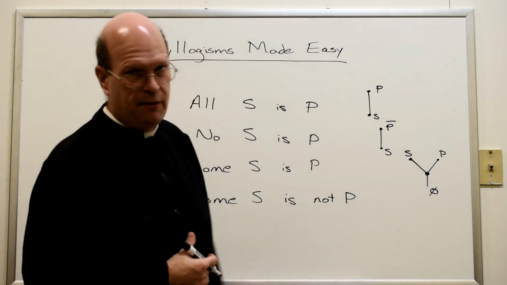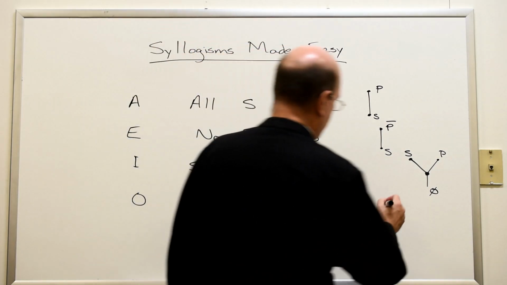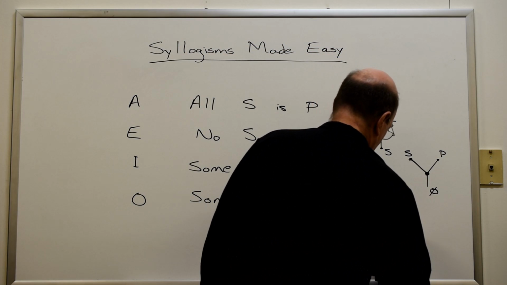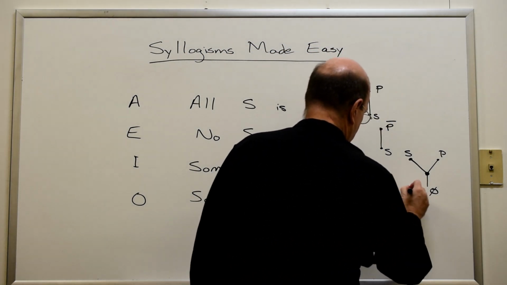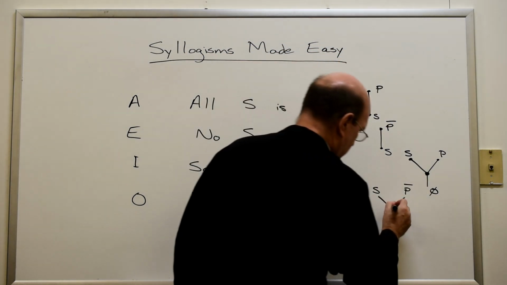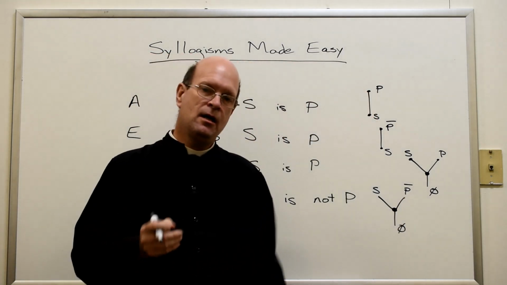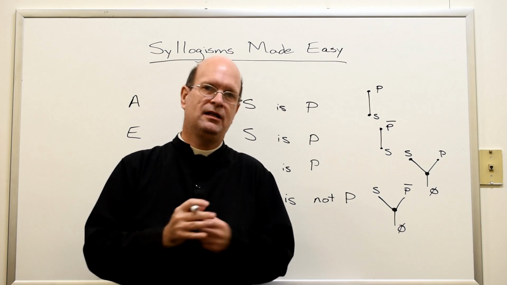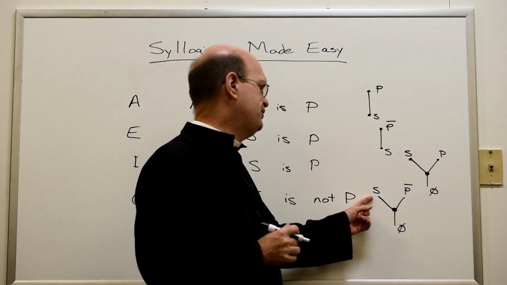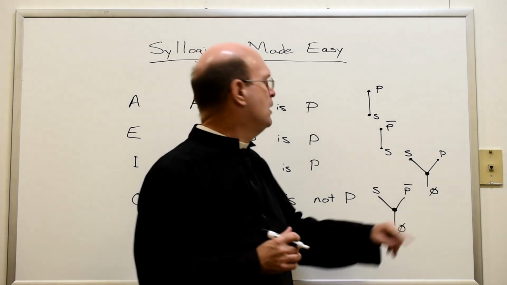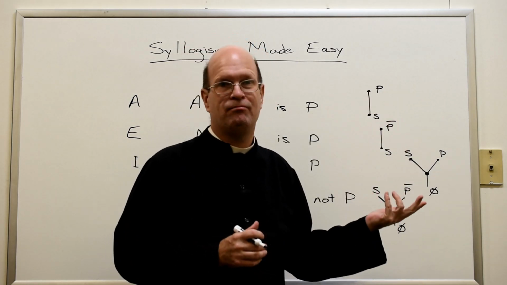And hopefully, if this is making sense, you already see what the diagram for the O statement should be. Some S is not P would just be like that. So again, we don't have to worry too much about what this is, but we know something, that there is at least one individual that is simultaneously an S and a not P. Okay? So those are our four diagrams.